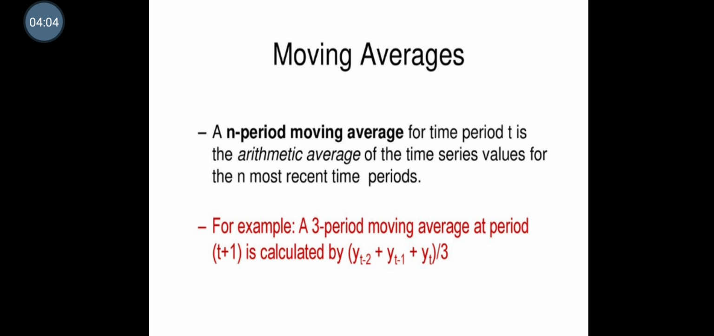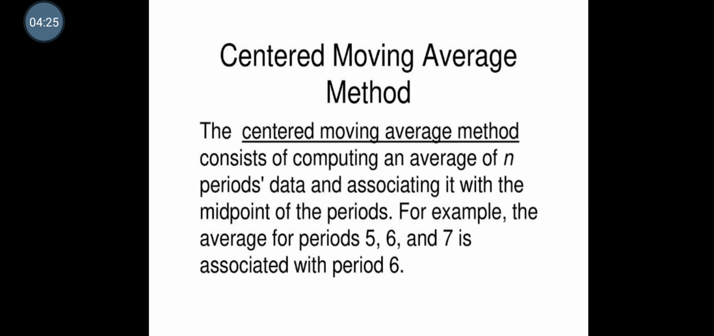The moving average, some definitions. An n-period moving average for the time period t is the arithmetic average of the time series values of the n most recent periods. For a 3-year moving average, the forecast for period t plus 1 is calculated as yt minus 2 plus yt minus 1 plus yt, the whole divided by 3. The centered moving average method consists of computing and averaging n periods of data and associating it with the midpoint of this period. For example, the average of periods 5, 6, and 7 is associated with period 6.